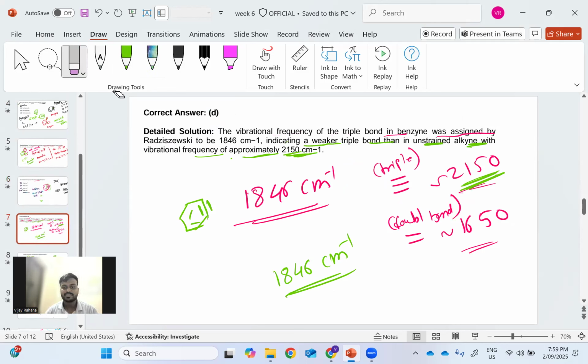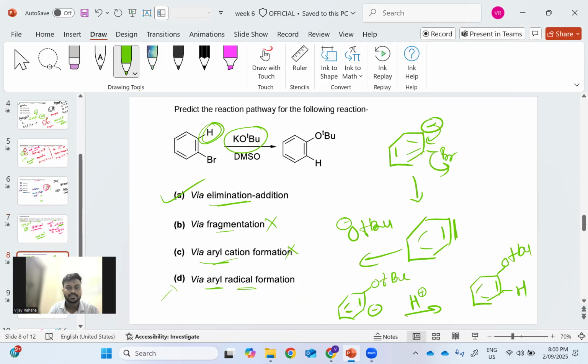The vibration frequency of this triple bond in the benzyne was assigned by Radziszewski. It is around 1846 centimeter inverse. So that value you need to keep in mind. Whereas for the double bond, it is around 1650, and for the triple bond, it is 2150 centimeter inverse.